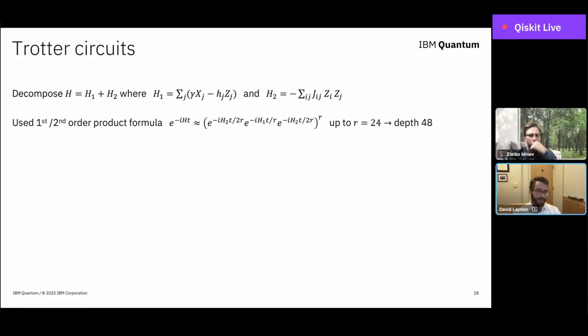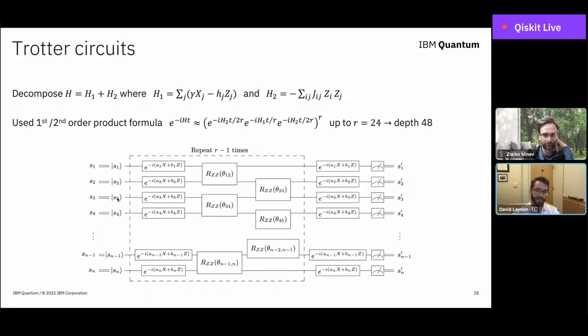using some number of time steps R. If you were to increase the number of time steps, you would cut back on your discretization error, your Trotter error here. But as I think we mentioned earlier, you would also increase the accumulated gate errors. So you're looking at some kind of trade-off between these two, and that depends on the strength of the noise in your device. For us, a good trade-off was to use up to about 24 time steps, which gives you a circuit with 48 layers of parallel 2-qubit gates that looks like this.